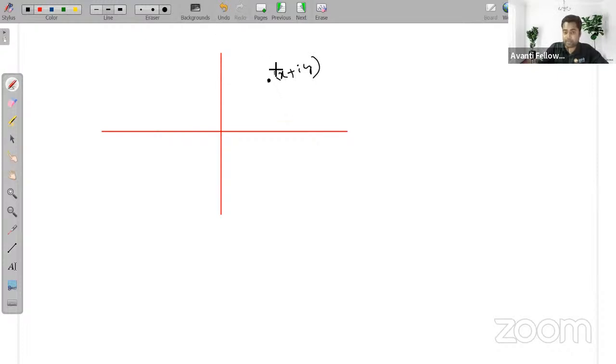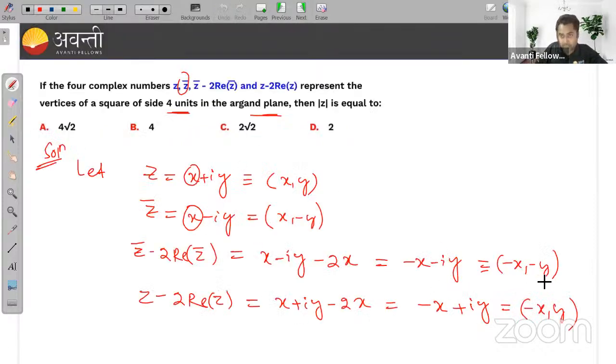Conjugate of z. That means if this is my z, then the conjugate of z, that is z bar, will be the image of this complex number z. That means simply it will be here. This is my z bar, which is equal to x minus iy. Okay, is that clear to everyone? Yes or no? Simply the third point is minus x minus iy.